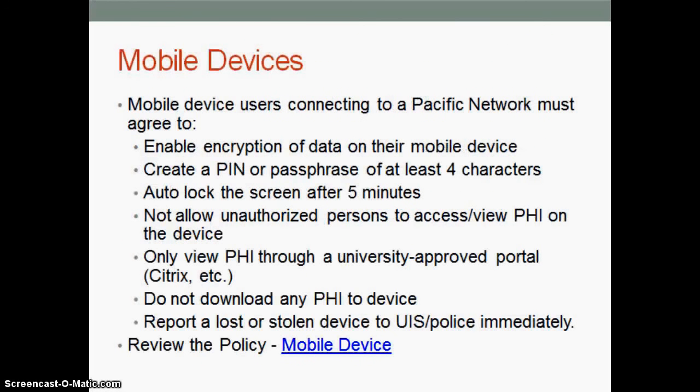Mobile devices. Mobile device users connecting to the network must agree to these things. They need to enable encryption of data on their mobile device, create a PIN or a passphrase, auto lock the screen after 5 minutes, not allow unauthorized persons to access or view if you're looking at protected health information on your device, and only view PHI through our university approved portals. Do not download any PHI, and report any lost or stolen devices to UIS and the police immediately. Again, there's more. If you would like to review the policy, please make sure that you do.